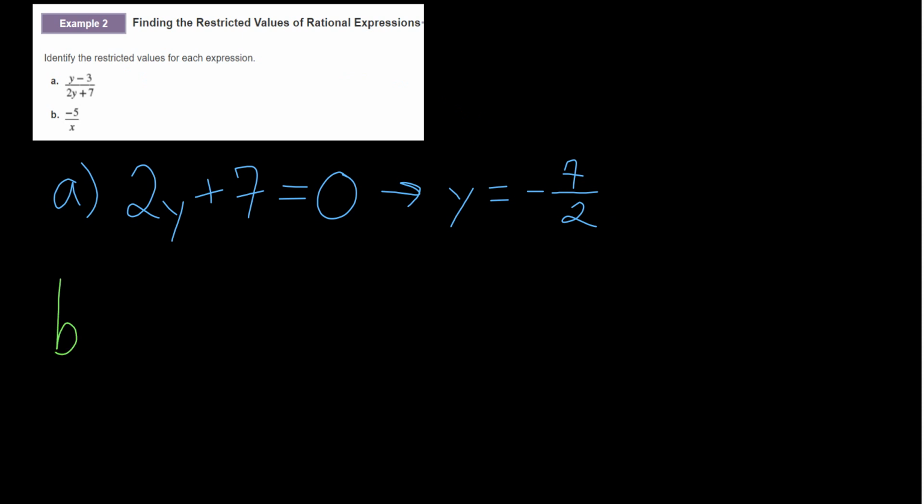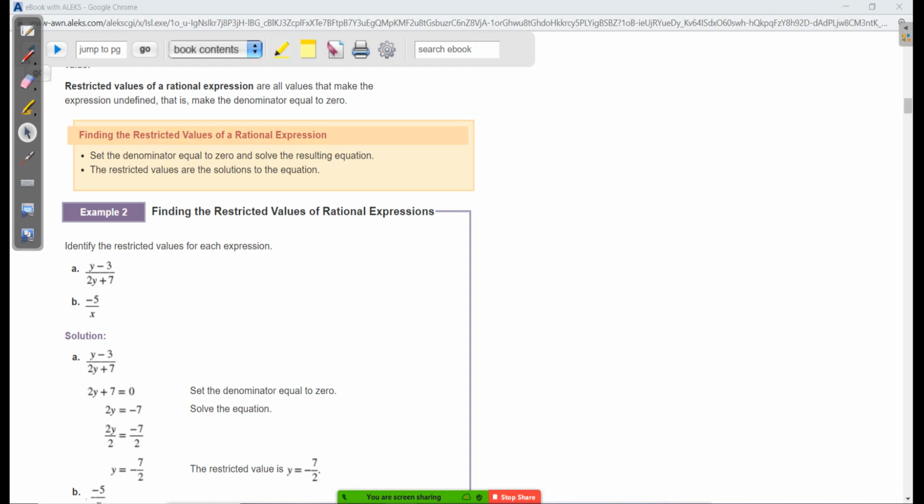For B, we have -5 over x. Well, this is kind of easy, right? We set the denominator equal to 0, x equals 0. So for B, x cannot be equal to 0. For A, y cannot be equal to negative 7 halves. And that's it. A restricted value is what it sounds like. It's restricted. It's a value that we cannot use.